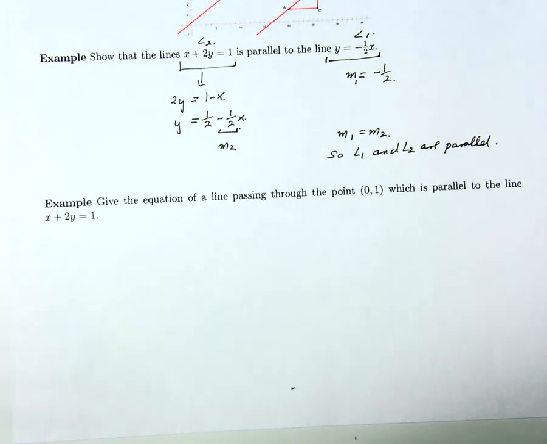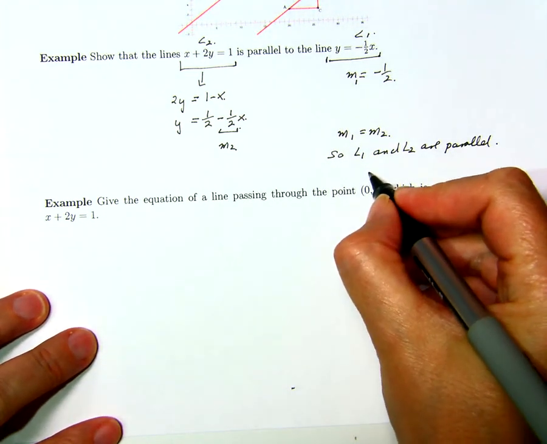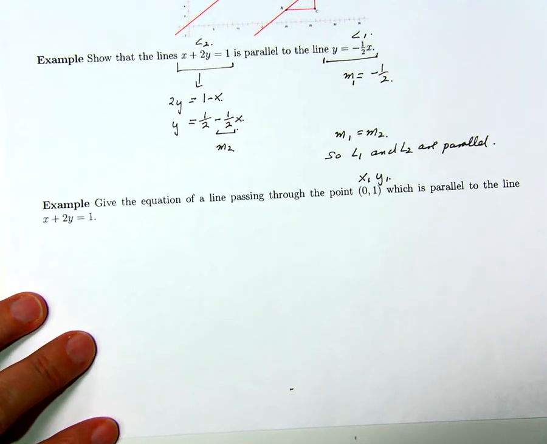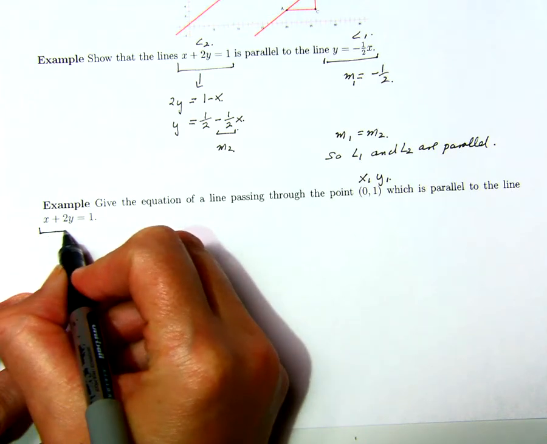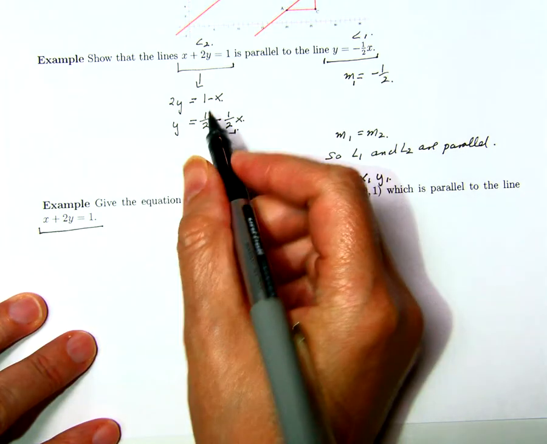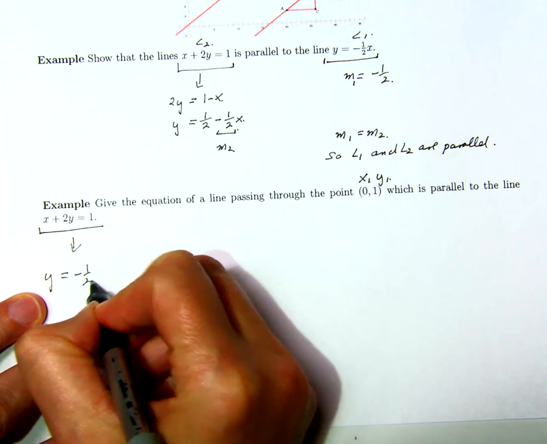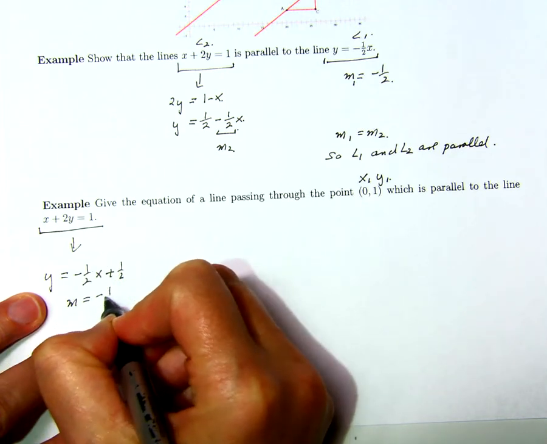What if I know a point on the line and a line parallel to it? Can I find its equation? And the answer, of course, is yes. To find the equation of the line, I need a point on the line and its slope. And if I have the equation of a parallel line, the slope of that line must equal the slope of the line I'm looking for. So we've already put this one in slope-intercept form. It's -1/2 x plus 1/2, so its slope is -1/2.